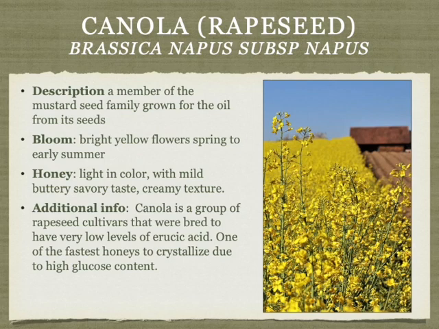Canola, a type of rapeseed, is grown for its seeds that are used for the oil, and the rapeseed cultivars that were not selected for this would have erucic acid, which is toxic, whereas canola does not have that. It's a very light honey, yellow, mild, buttery, savory taste, creamy in texture. It's one of the fastest honeys to crystallize due to the high glucose content. That makes it difficult for the beekeepers because if they leave the supers in the hive for too long, they might crystallize in the comb, and then good luck getting that extracted.